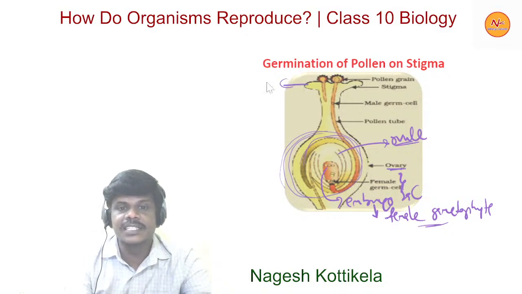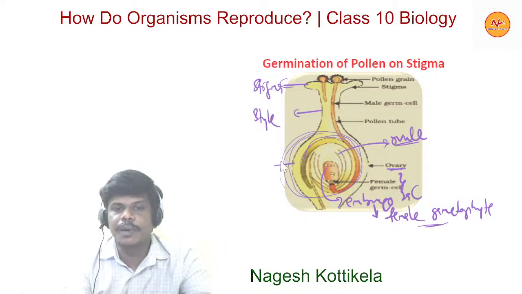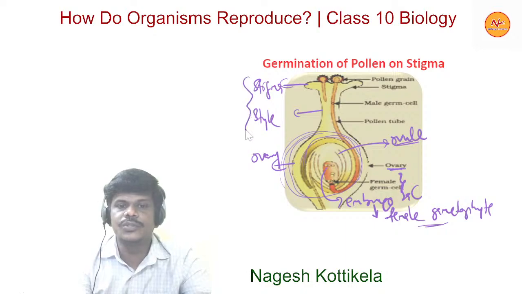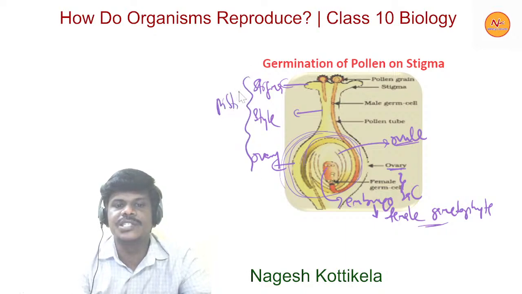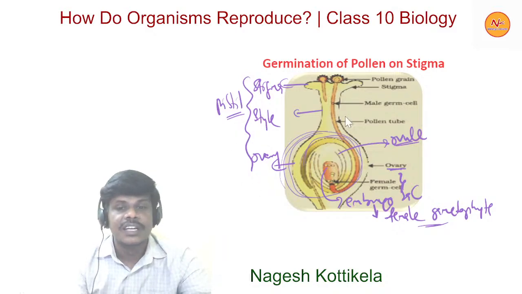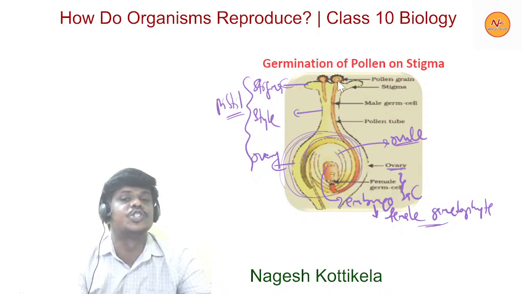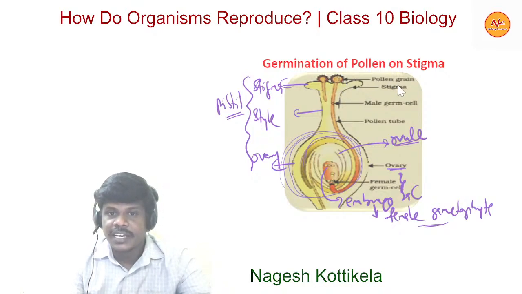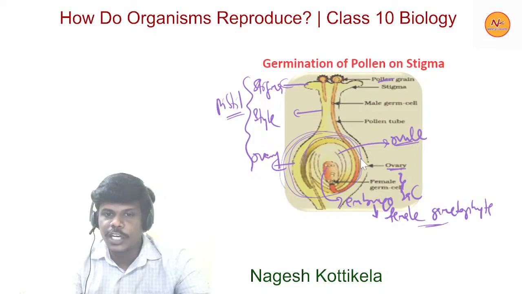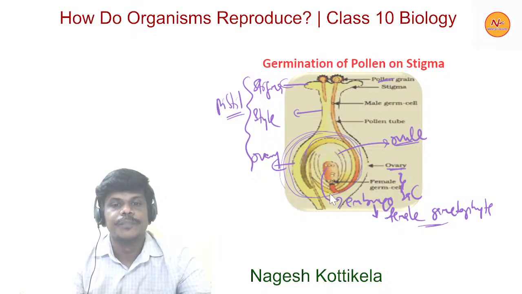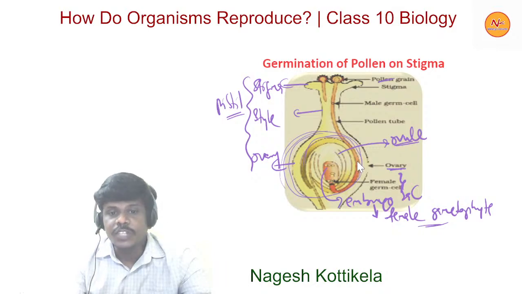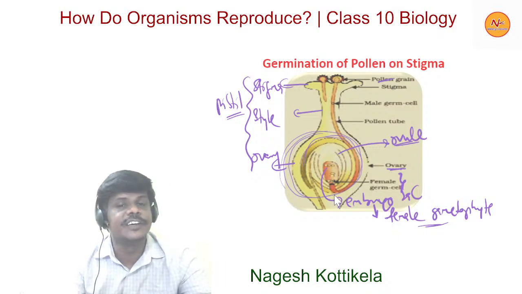This is the stigma, this is the style, and this part is the ovary. These three together form the pistil, which is the female part of a flower. Once the pollination occurs, the pollen grains are deposited here and they start germination. You can see this pollen grain germinates and this is how the pollen tube is formed, and it will reach the female gametophyte. Through the micropyle region, the pore present in the ovule, the pollen tube enters into the embryo sac.